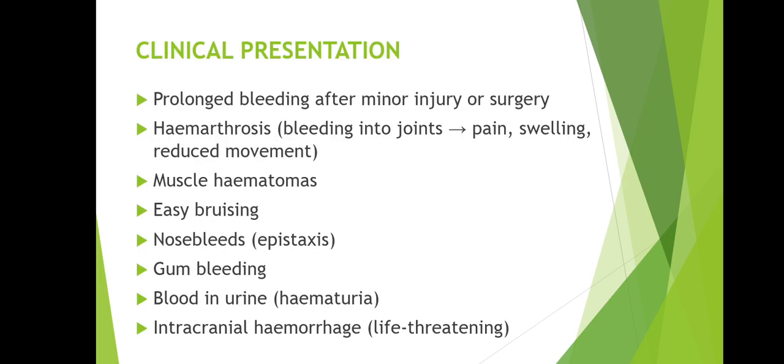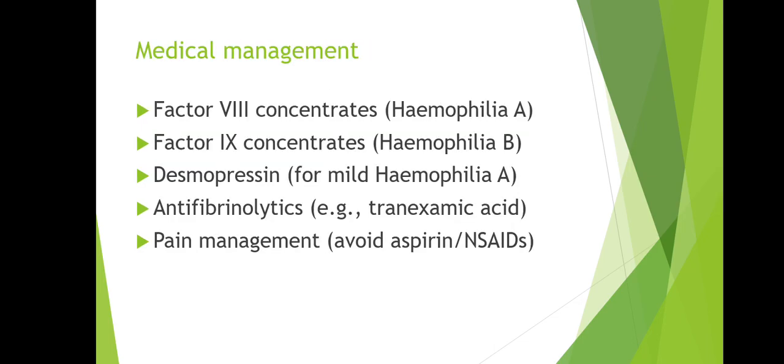So for clinical presentation, there's going to be prolonged bleeding after a minor injury or surgery, hemarthrosis, bleeding into joints, pain, muscle hematomas, easy bruising, nose bleeding, gum bleeding, blood in urine, and intracranial hemorrhage, which is actually life-threatening. Intracranial means blood leaks into the brain. So this is what happens in hemophilia, specifically type A.